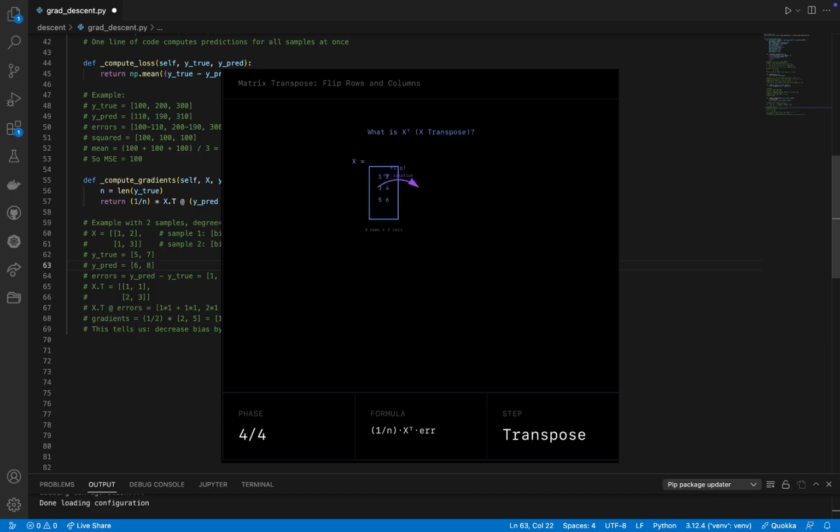What does x transpose mean? The transpose flips rows and columns. If x is a 3 by 2 matrix, x transposed is a 2 by 3 matrix. It's like rotating the matrix 90 degrees.